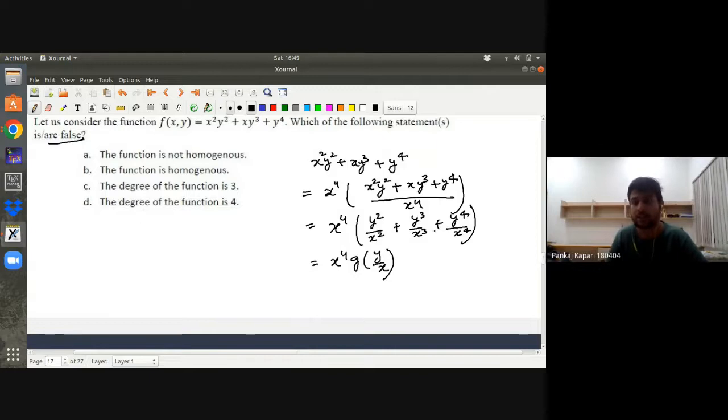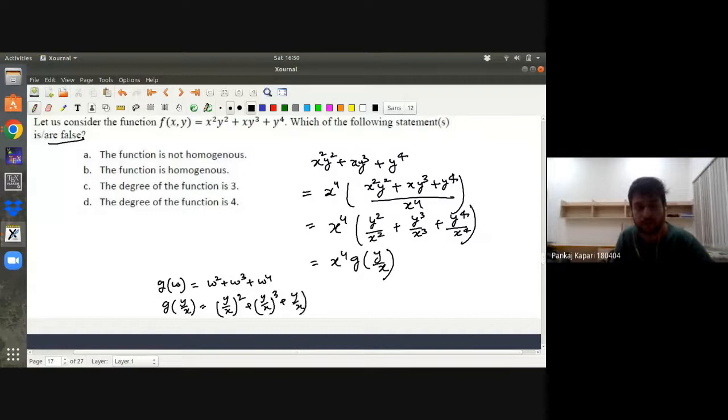This particular part is a function of y over x. So what is g of y over x? Let's not confuse, let's write g of w. So g of w is w square plus w cube plus w to the power 4. Therefore g of y over x is y over x whole square plus y over x cube plus y over x to the power 4, which is exactly equal to this one. This says that the given function is actually homogeneous and the function has degree 4.